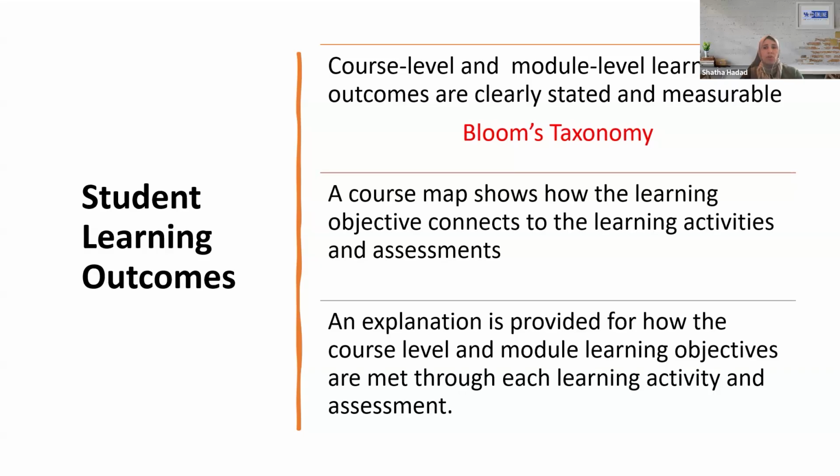You should also use a course map in your syllabus. It is a visual guide that shows how everything connects. It links your learning objectives to the activities and the assessments students will complete. This alignment is very important because it ensures that what students do in the course directly supports the outcomes you have set. So when your students see the connection, it helps them understand the purpose behind each activity and how it leads to their success.